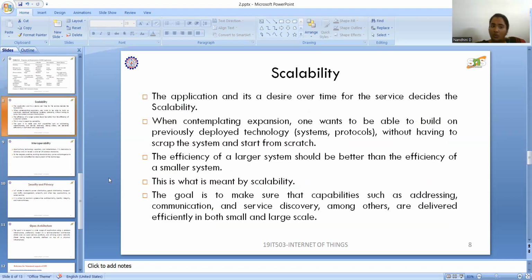Next one, what is known as scalability? Generally, scalability is when an application used for a long time is scalable, which lasts long for us. Then, before deployment, the technologies we need are built into the system with the help of protocols, without having any existing systems or starting from scratch. If we have no systems, we need to start from scratch. Next, a larger system performs better than the efficiency of a smaller system, meant by scale. This is known as scalability.